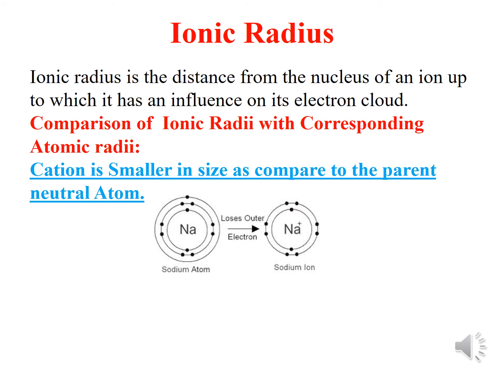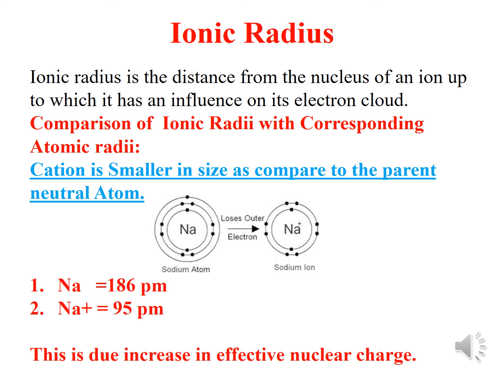So force of attraction increases. Electrons will go towards the nucleus. This results in the decrease in size. In this case, effective nuclear charge increases. For example, atomic radius of sodium is 186 picometer. But when it is converted into a cation, its radius is 95 picometer. This is due to increase in effective nuclear charge.